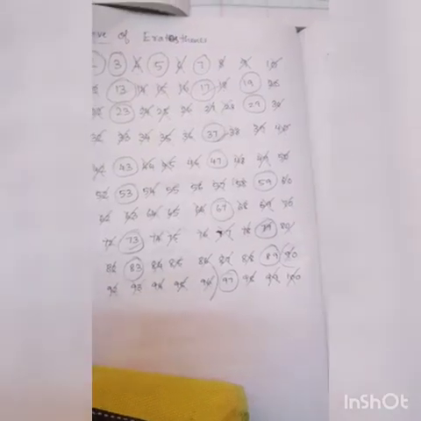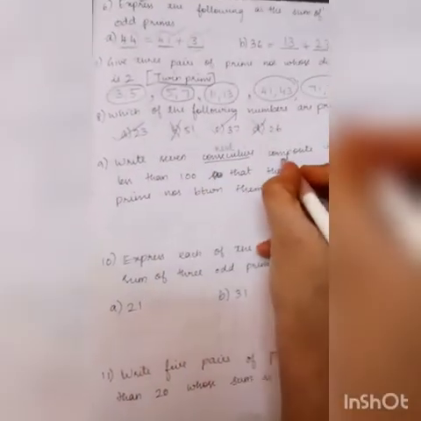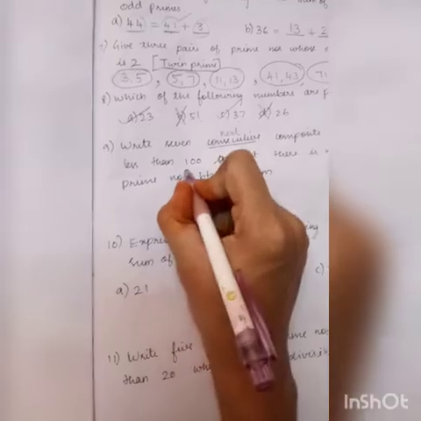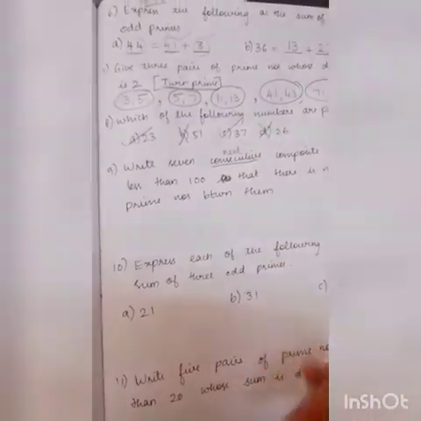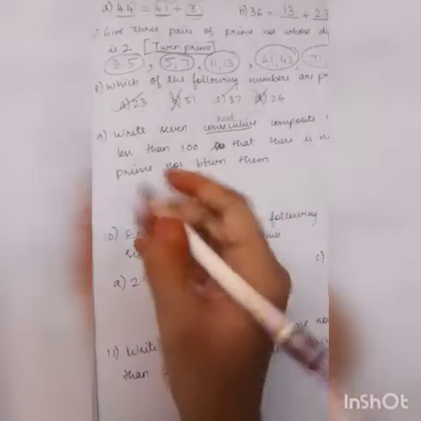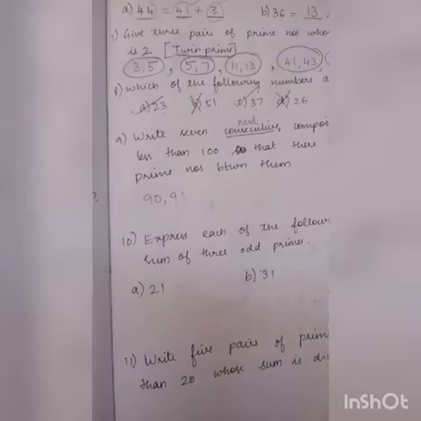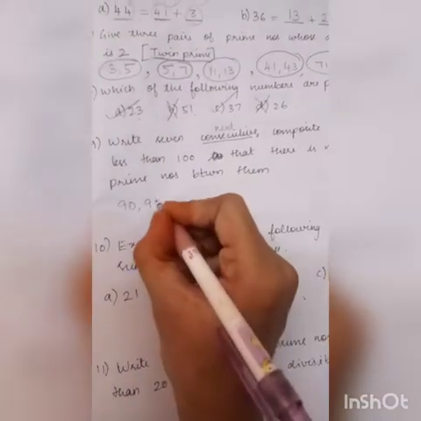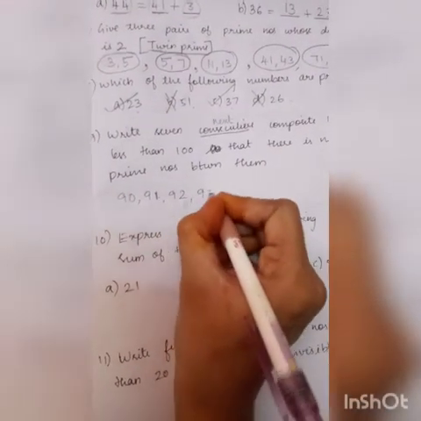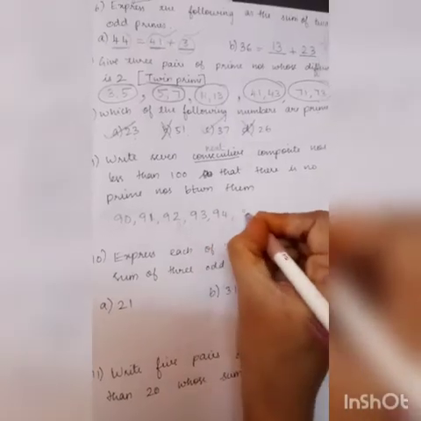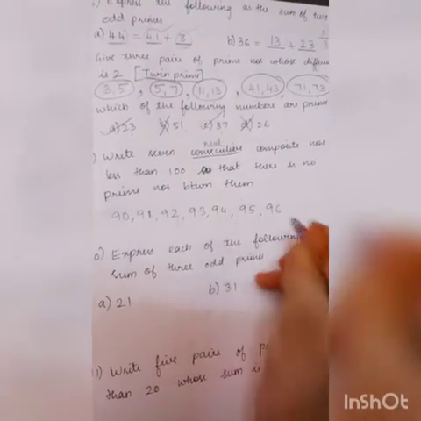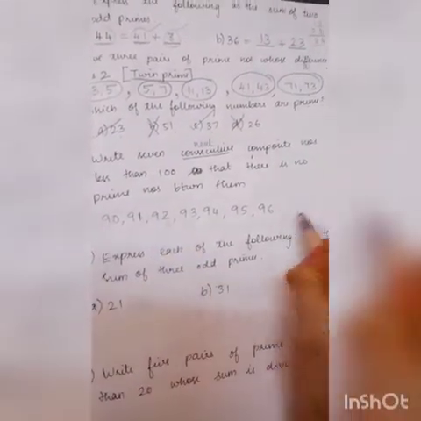So what is the answer of this question? Shall I write the answer here? Write 7 consecutive composite numbers less than 100 so that there are no prime numbers between them. What are the composite numbers? 90, 91, 92, 93, 94, 95, 96. Okay, because 89 is a prime and 97 is a prime.